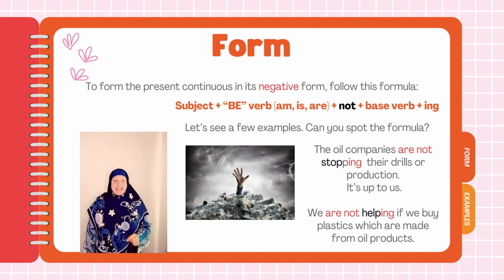To form the present continuous in its negative form, follow this formula. The subject comes first, then the be verb plus not plus the base verb plus ing. Let's see a few examples. Can you spot the formula? The oil companies are not stopping their drills or production. So it's up to us. It's not helping if we buy plastics or synthetic products made from oil.